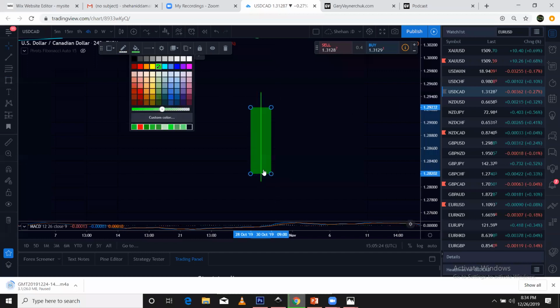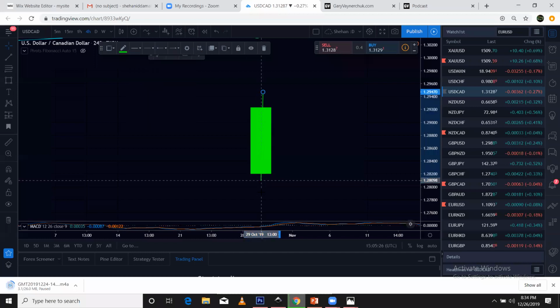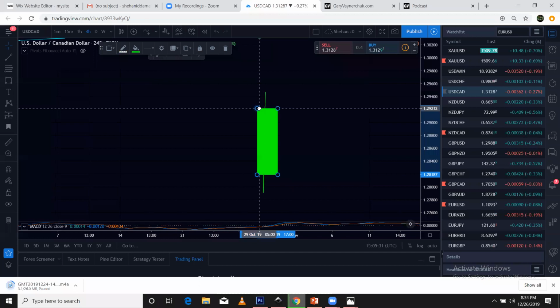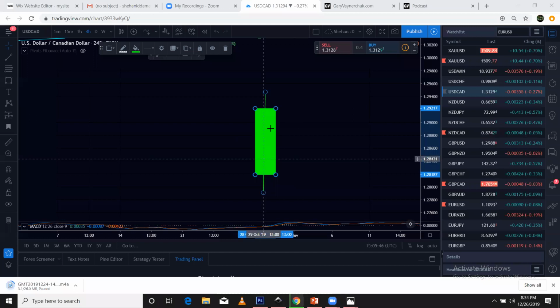Okay, we just say that's a candlestick. So I have my body and I have my wick. Body means the flesh area, right? The body means the flesh area. And these two lines are called the wicks.